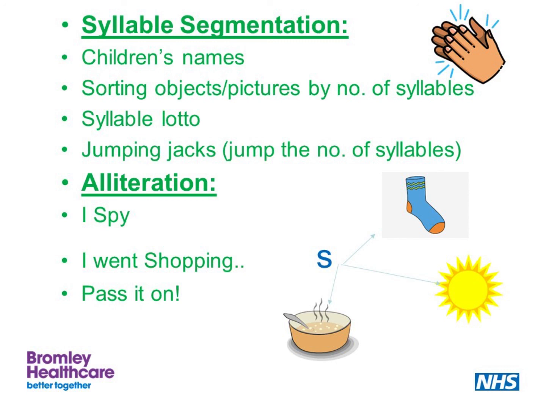Alliteration is the awareness of which words begin with which sounds. So, for example, knowing that sea and soup both begin with an s sound. To practice these skills, you could play games such as I Spy or I Went Shopping or Pass It On, where one person says a word, for example, cake, and everyone has to think of a word beginning with the same sound. So in this case, k.